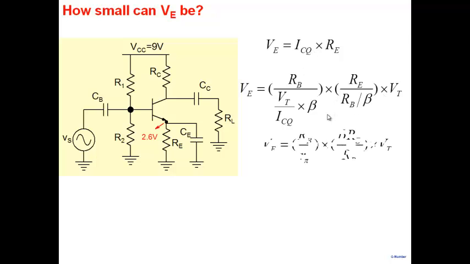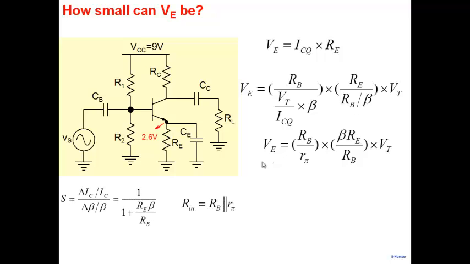Okay. Now, VE I can write as RB by beta, and VT by ICQ is nothing but r pi. Okay. And this I can rewrite as beta RE by RB into VT. All right. Now can you see the importance of the two factors? So our goal is, how do I choose my VE? What does it affect? Well, we now see that it affects the sensitivity of my current to beta, which we've already seen is given by 1 plus RE beta by RB.